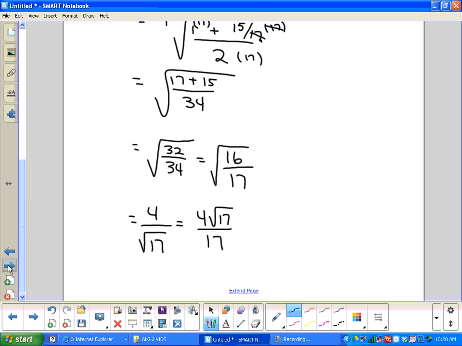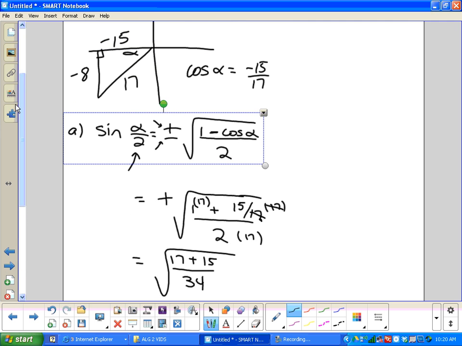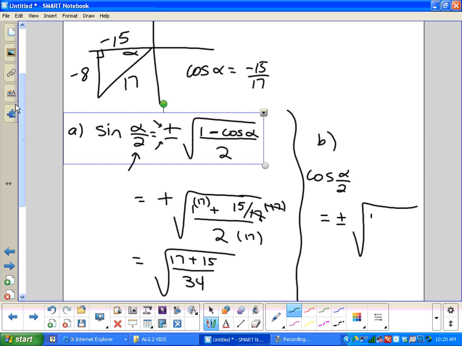Now part B and part C are going to go a little bit faster. On part B, I'm going to do it right beside it here. Part B, we're doing just the cosine of alpha over 2. So this is just plus or minus the square root of 1 plus cosine alpha over 2.